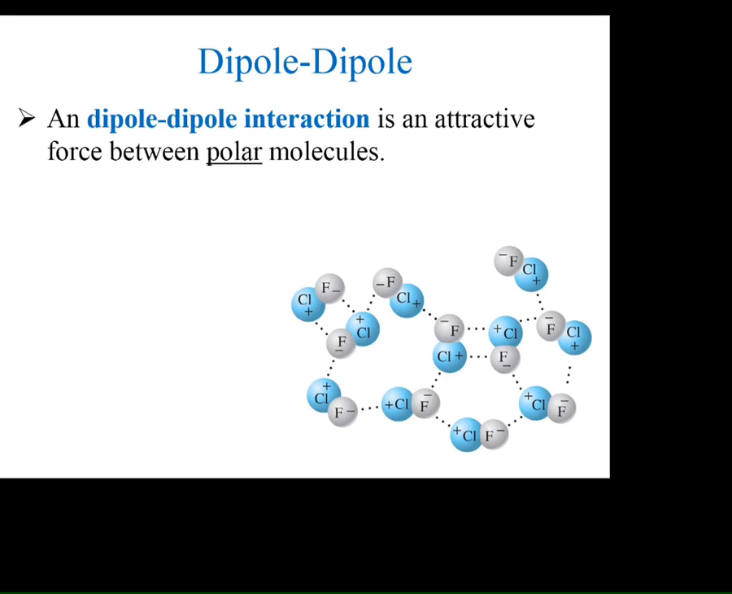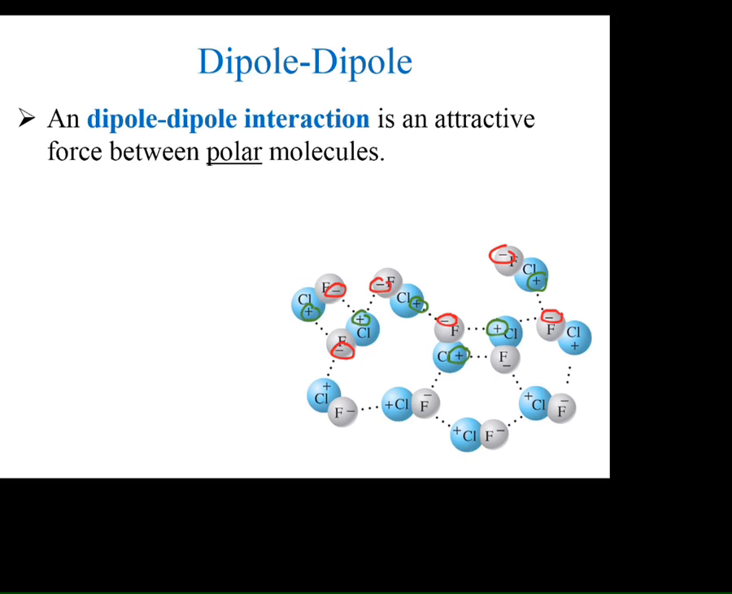So you see this little picture here, I've got a bunch of little fluorine-chlorine molecules. Maybe you can tell that they're polar. There's a bunch of little negatives on the fluorines, see that? And there's a bunch of positives on the chlorines, right? Again, it's not a pure ionic charge. It's just a little bit positive and a little bit negative.